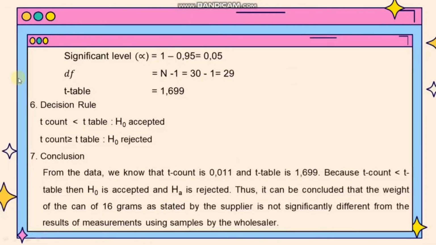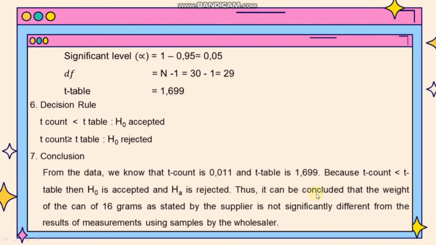Next, decision rule. If t-count is less than t-table, means hypothesis 0 is accepted. But if t-count is bigger or equal than t-table, means hypothesis 0 is rejected. So the conclusion from the data, we know that t-count is 0.011 and t-table is 1.699. Because t-count is less than t-table, then hypothesis 0 is accepted and hypothesis alternative is rejected.